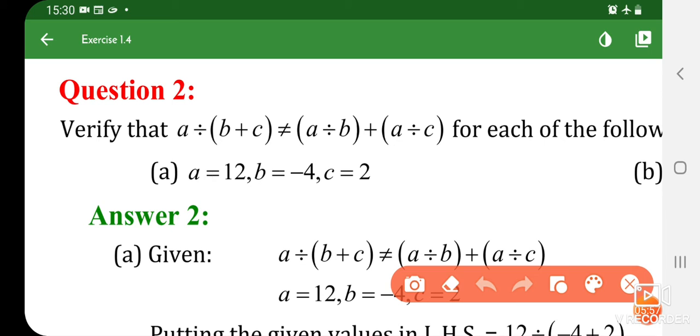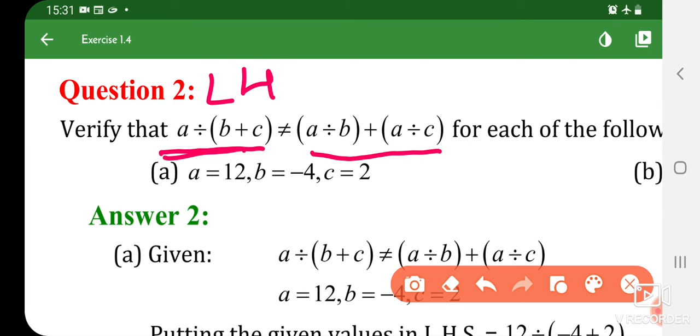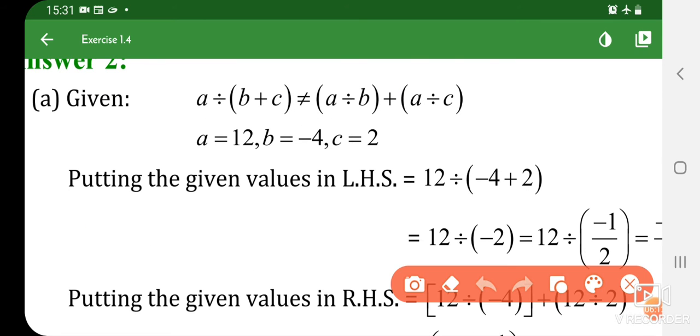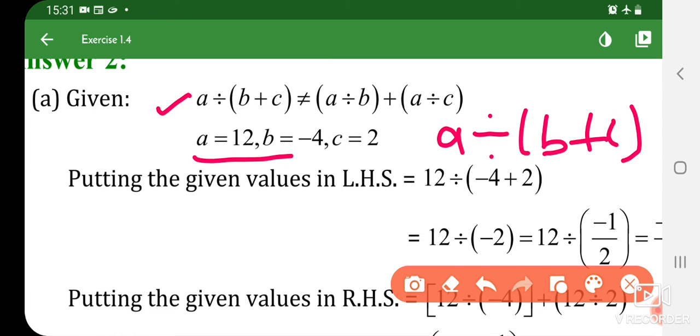In this question here are given two sides. That one is first and that one is second. The first side we call the LHS, that means left hand side, and this side we call the RHS, that means right hand side. Firstly we will consider the LHS. So putting the given values in the LHS, that means A divided by (B plus C), in this side we have to put the values.